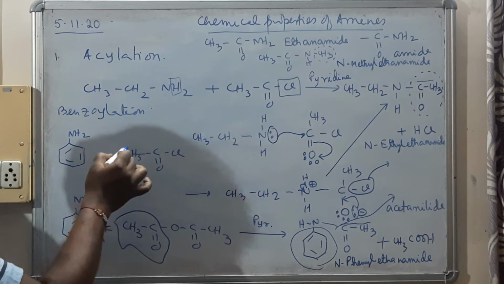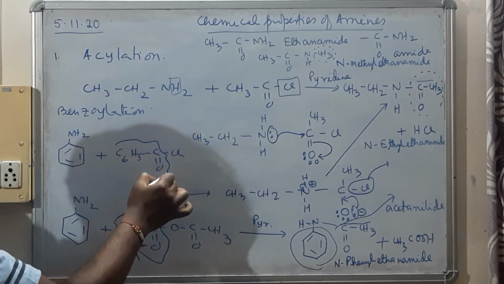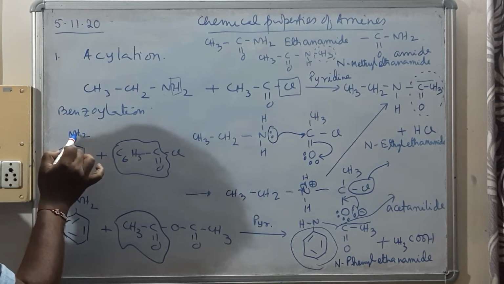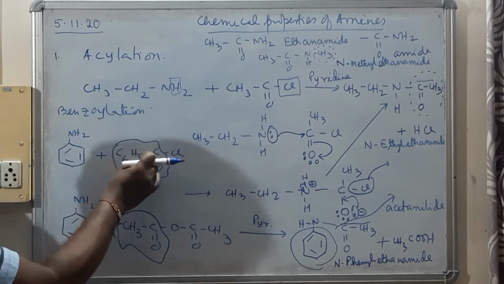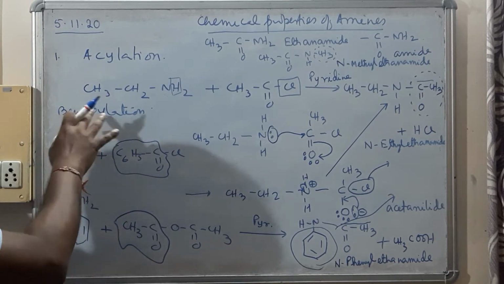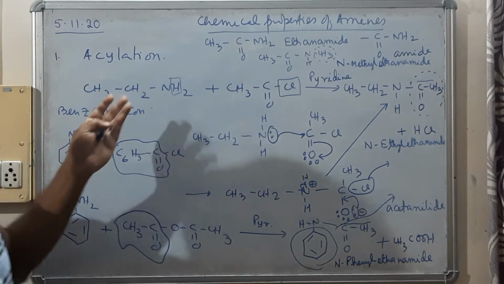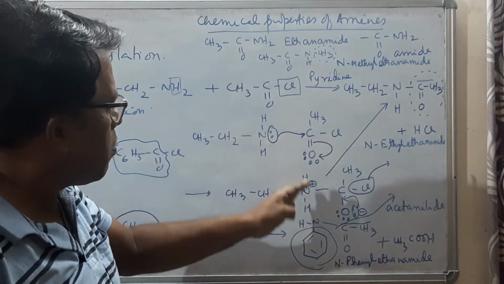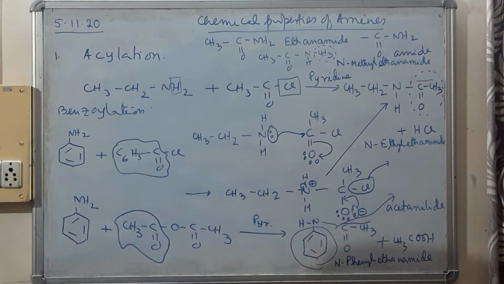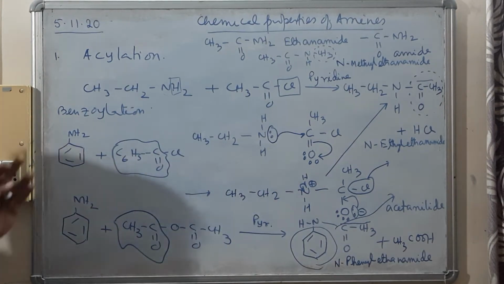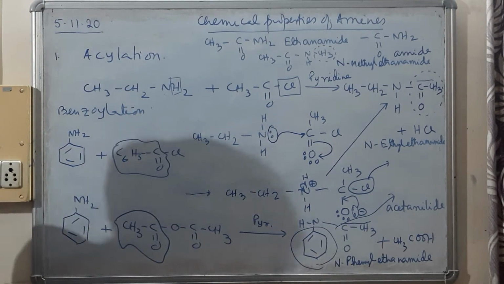So just like that, before this group will come, one H will go out, and then this is called benzylation, since the benzoyl group is coming. Here the acyl group was coming, so acylation. So acylation, benzylation, similar. So this is one chemical property.